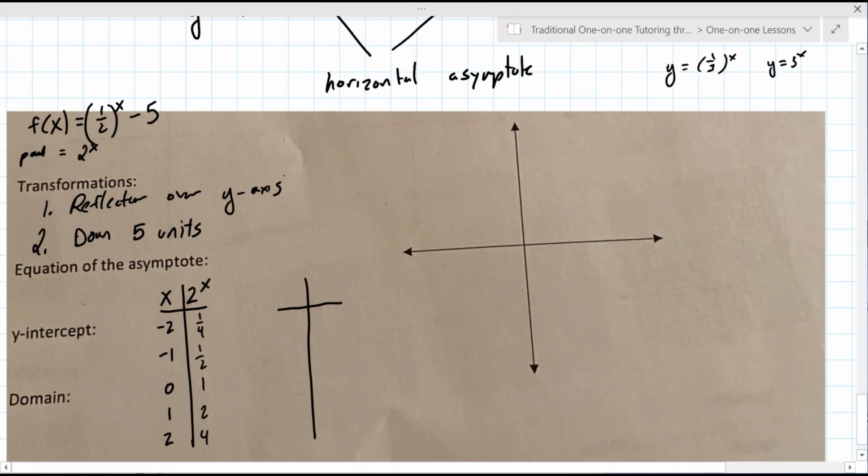This first one affects the x values. So when you reflect over the y-axis, you change the sign of x. You negate x is what ends up happening. So -2 goes to 2, -1 goes to 1, 0, -1, -2. Now it's all backwards, but that's okay. It makes sense. Then you're going down 5 units. So to each of these y values, you subtract.